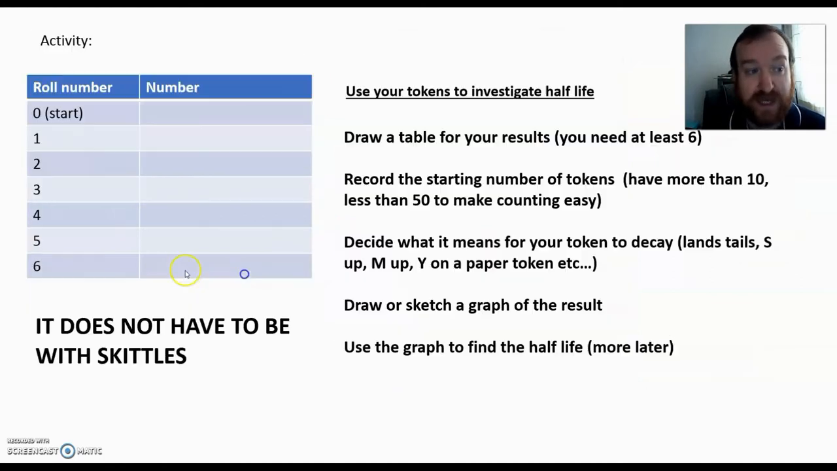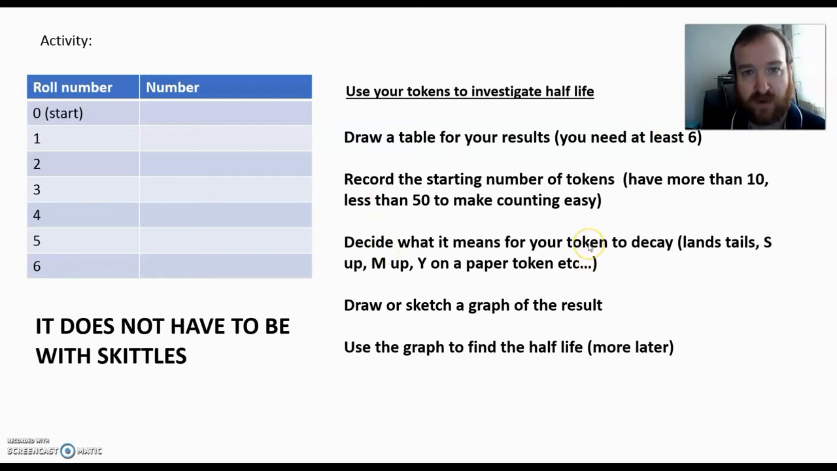So you're going to need a table where you're going to put your results, where you're going to have the roll number. You need at least six, probably maybe 10 or 12, but at least six. And you want to count the number of your starting tokens. So have more than 10, have less than 50. More than 10, you'll get better results. Less than 50, it makes the counting quicker and easy. Because you don't want to have 1,000 bits of Skittles, which would be tasty to eat, maybe not so good for you, but it'll take ages to count. So less than 50. 50 is probably even too many.